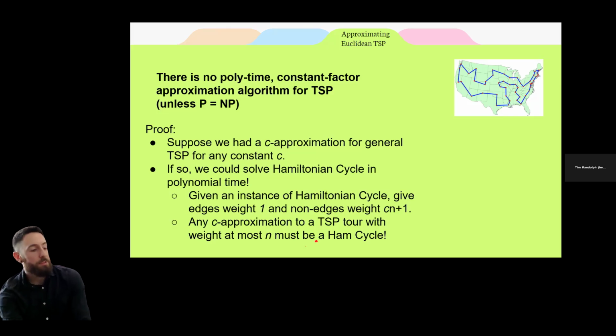So all we need to get a result is to observe that if we can get a 100 approximation to a TSP tour, the only things in this instance that approximate an optimal TSP tour are Hamiltonian cycles themselves. So approximately solving the problem, in this case, getting anywhere close to an optimal solution, means we must have found the optimal solution. So in other words, if we could get a constant factor approximation for general TSP, we could solve Hamiltonian cycle in polynomial time, and that would contradict the fact that we know Hamiltonian cycle is NP complete.